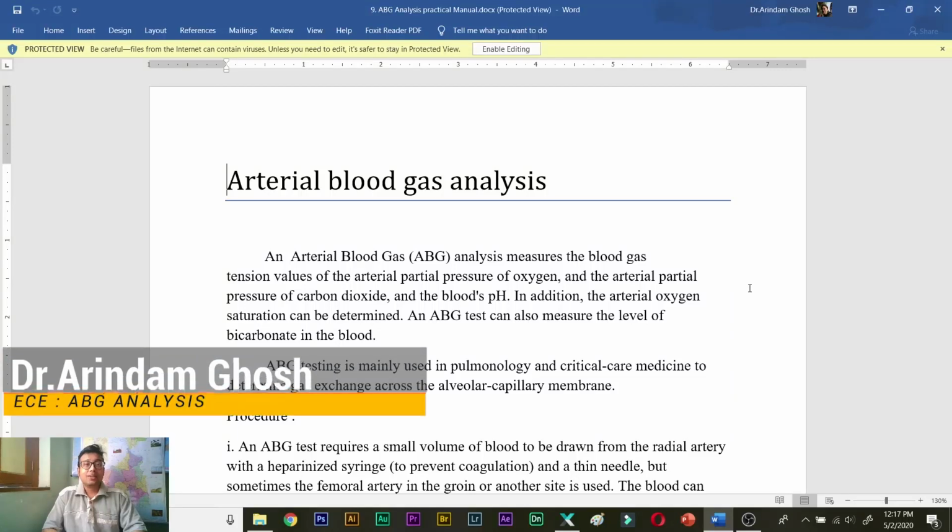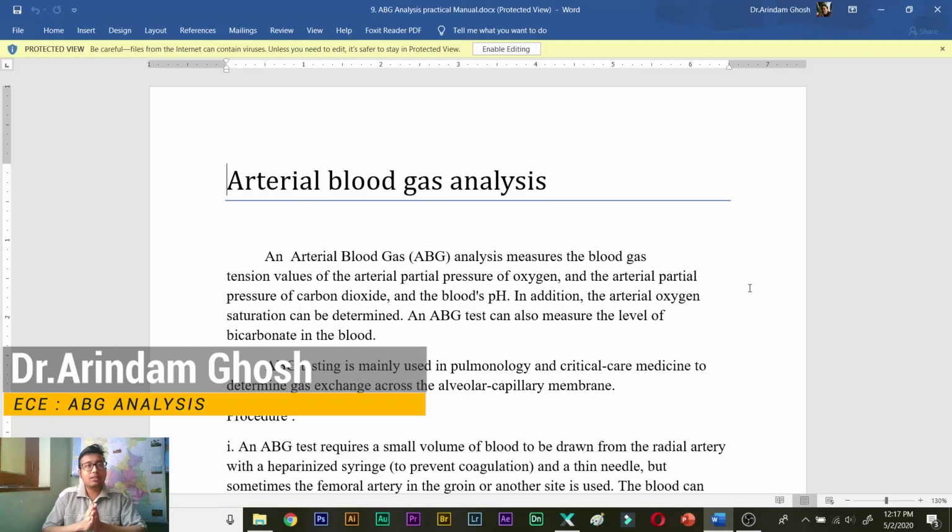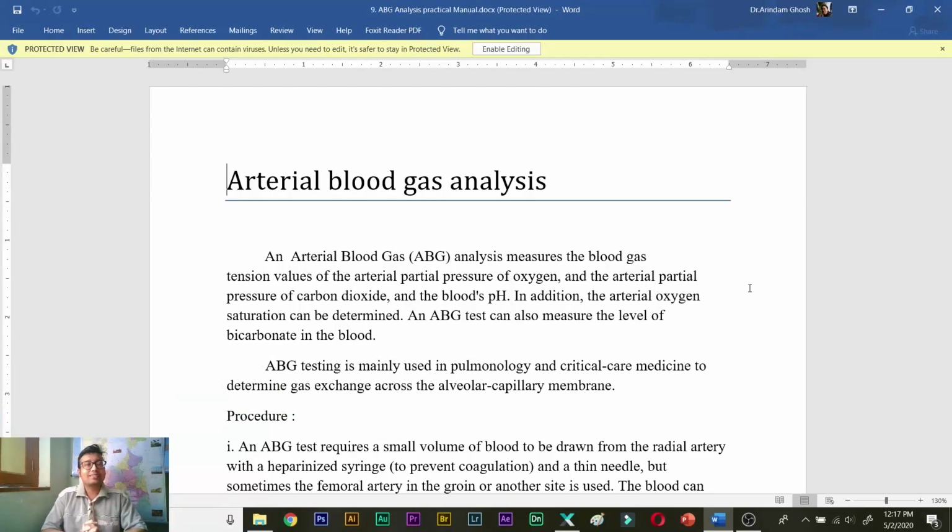Hi students, welcome to this early clinical exposure class where I will be walking you through the various acid base problems, how to analyze arterial blood gas analysis or ABGs.